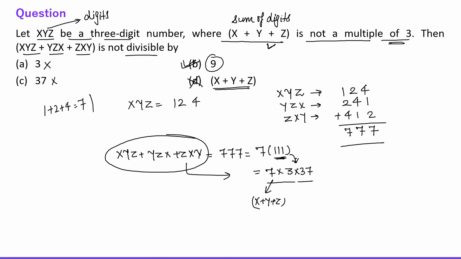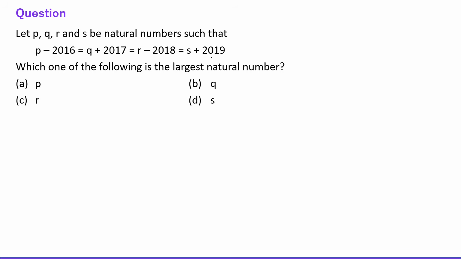Alright, now let's move to the next question. The next question says P, Q, R, S are natural numbers such that P minus 2016 is equal to Q plus 2017 is equal to R minus 2018 equal to S plus 2019. Which one of the following is the largest natural number? We need to find the values of these numbers.